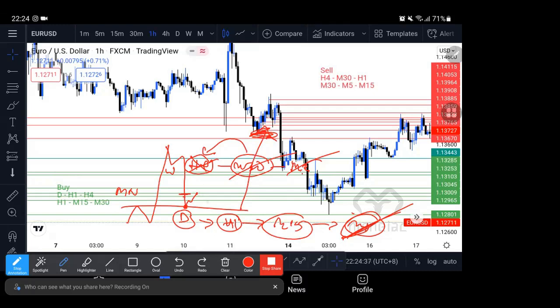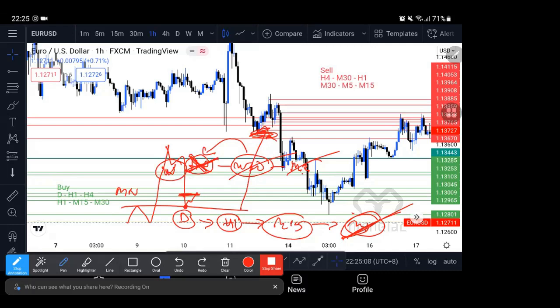So instead of buying, we swing buy. Our swing buy just failed over here because it didn't break the H4. The order needs to be broken from the smaller until the highest, from the smaller to the biggest time frame, the lower to the highest. So if it's stuck at the H4, it will never go to weekly.